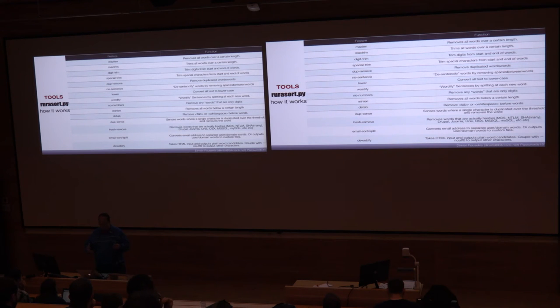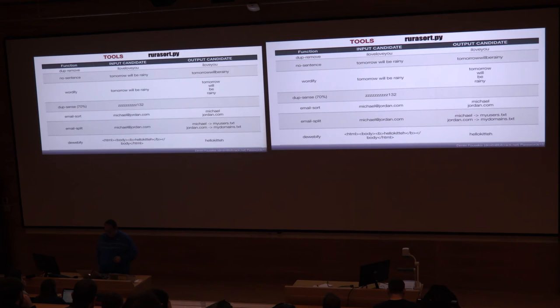and other characters from dumped web pages and try to return words for you or word lists for you. You can combine that with no UTF-8 to get characters that don't form part of the UTF-8 character set, and we'll see an example of that just now. So if we go through it quite briefly, what does each thing do? Dupe remove, for example, if that was the input candidate, the output candidate would be that.